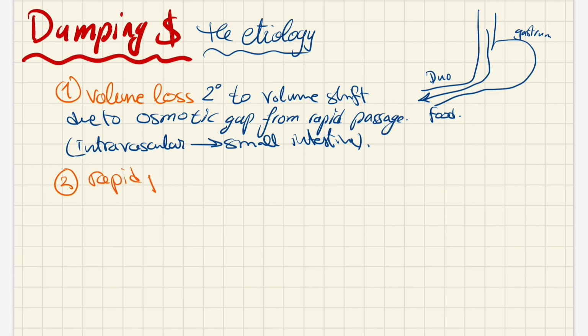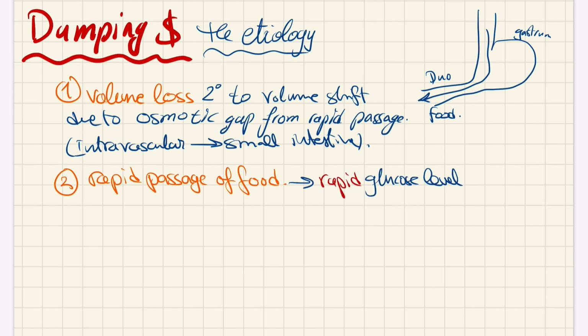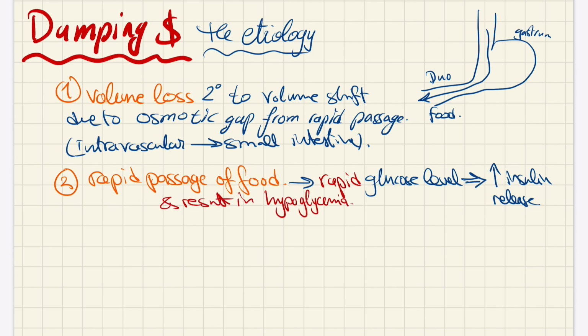Second etiology is because of the rapid passage of the food into the small intestine. This will cause a hyperglycemia in the blood, rapid glucose elevation. This will release insulin, and the effect will be hypoglycemia because of the massive insulin release. So the net effect will be hypoglycemia.